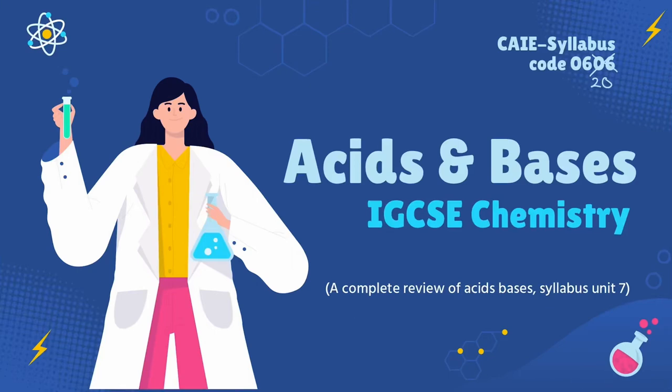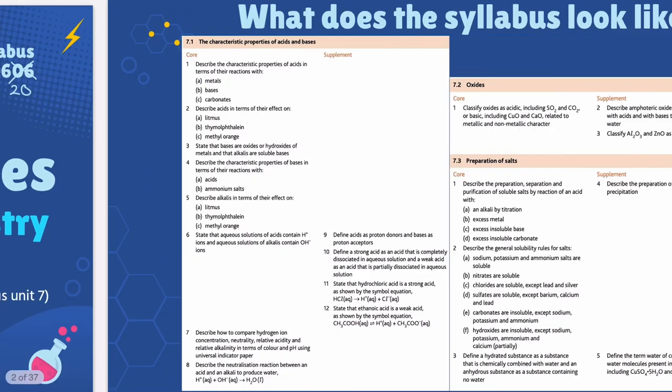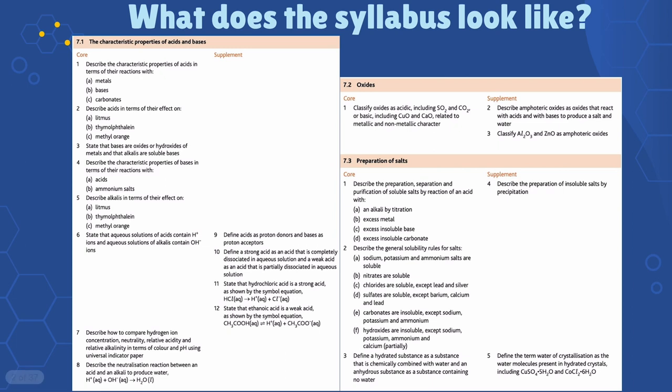Acids and bases for IGCSE Chemistry. The board is Cambridge and the syllabus code is 0620. This is syllabus unit 7. So what does the unit and the syllabus actually look like? It's comprised of 7.1, which focuses on the characteristic properties of acids and bases, 7.2 for oxides, and 7.3, which is for the preparation of salts.